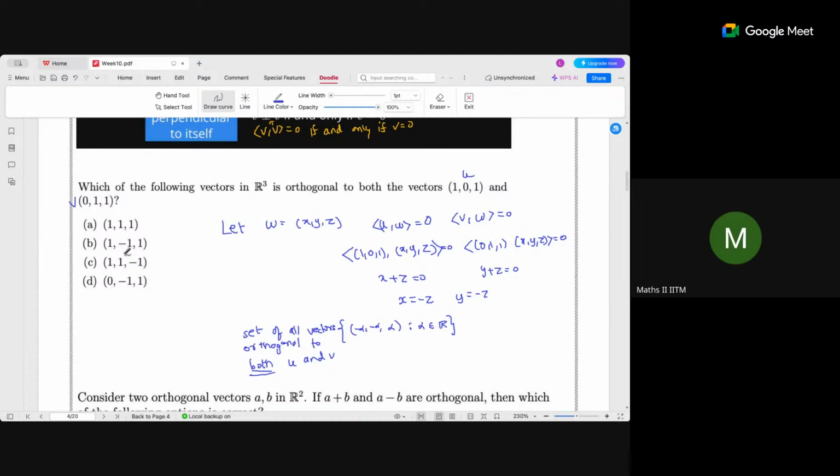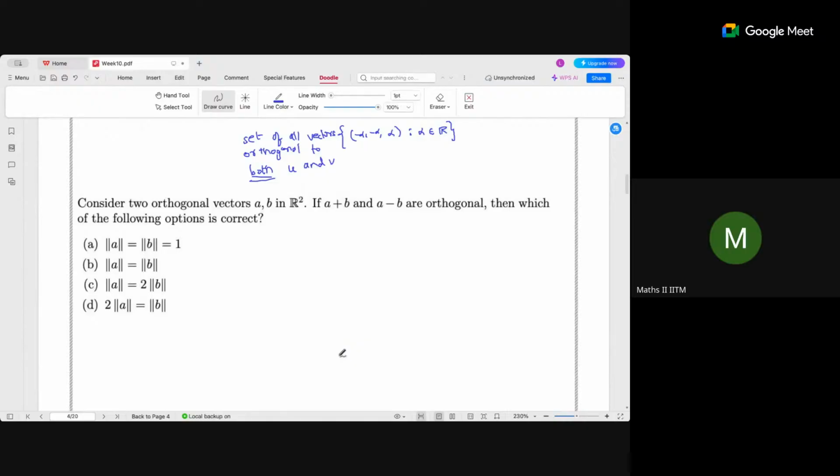Now, without even verifying each single vector, which of these four vectors is in this form? C. So alpha is equal to minus 1 in this case, and you get (1, 1, -1). The other options are not satisfying this form. Is this clear how we did this? Yes or no? Clear, ma'am. Yes, ma'am. Okay, good.